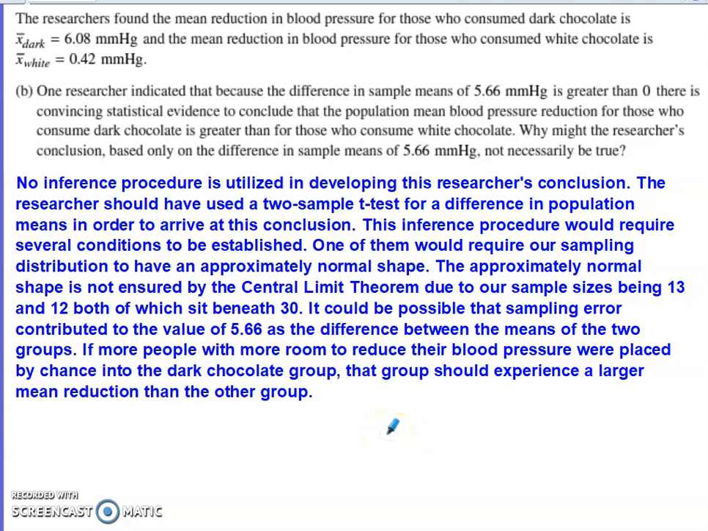So it's quite possible that just through sampling error, just by chance, more people that had more room to reduce their blood pressure, a higher initial blood pressure, were placed into the dark chocolate group than were placed into the white chocolate group. So sampling error could have contributed to this due to the low sample sizes. But if you're going to try to say you've got a statistically significant result, you better have some statistics backing that up and not just a calculation here. We've got to use an inference procedure.